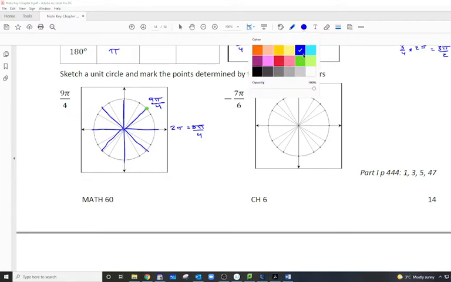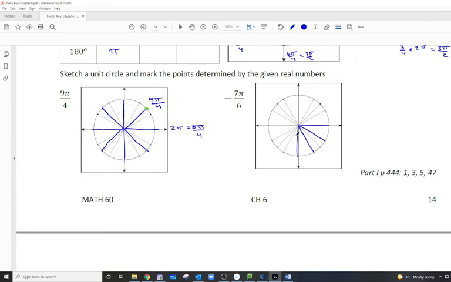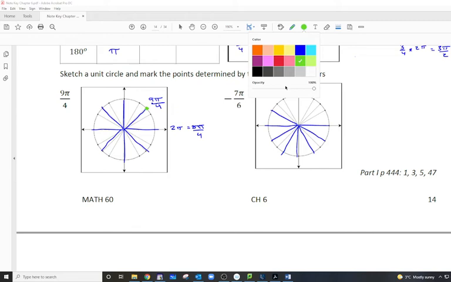Okay, so now this one is read in a counterclockwise direction. Can you count by sixths and determine where negative 7 pi by 6 would be? Pause the video and give it a go. So for me, I'm going, right, this is 0 pi by 6. Then I've got 1 pi by 6, 2 pi by 6, 3 pi by 6, 4 pi by 6, 5 pi by 6, 6 pi by 6, 7 pi by 6. So this point here is going to be negative 7 pi by 6.